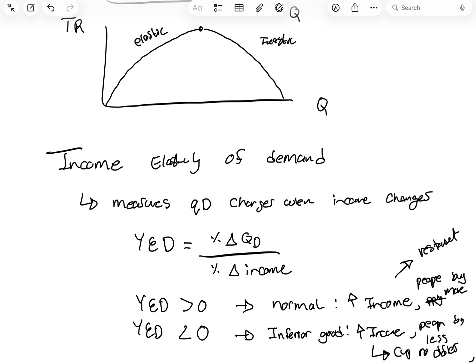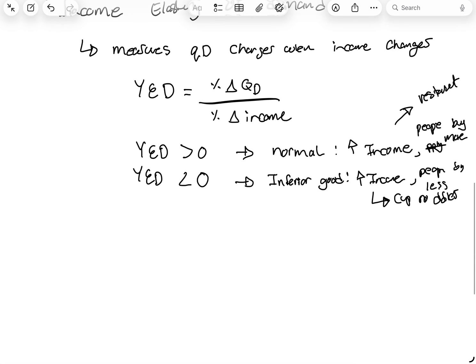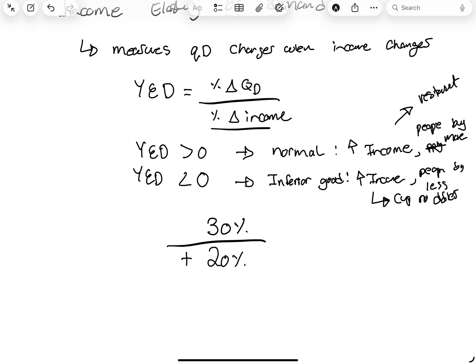So, sorry, an example of this: if a family's income increases 20%, so that's the change in income, and their restaurant spending rises from $100 to $130, which is roughly a 30% increase in quantity demanded, what that leads to is a 1.5 point increase in consumption of restaurant goods. And what that means is, therefore, eating at a restaurant is considered a normal good.